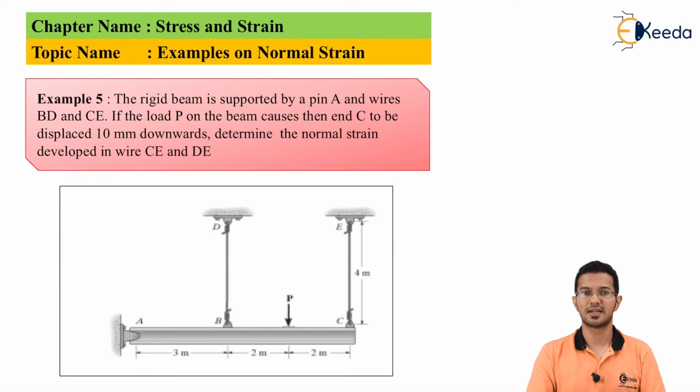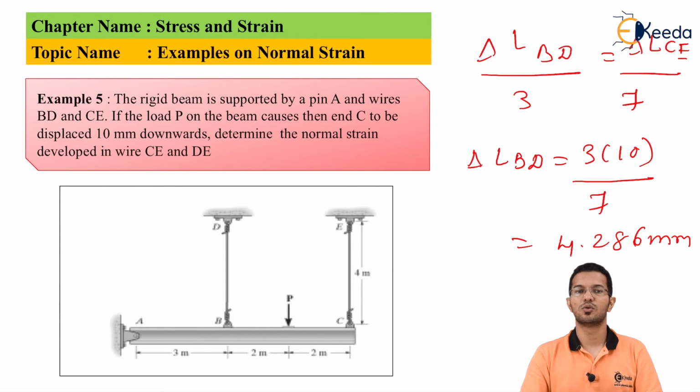So apply similar triangle property to get elongation at point B. Hence, we can say that delta L BD the whole upon 3 is equal to delta L CE the whole upon 7. Let's write it down. Hence, we get the value of delta L BD as 4.286 millimeters.